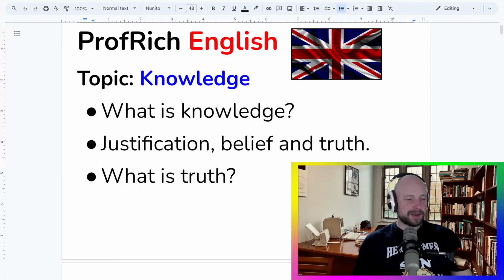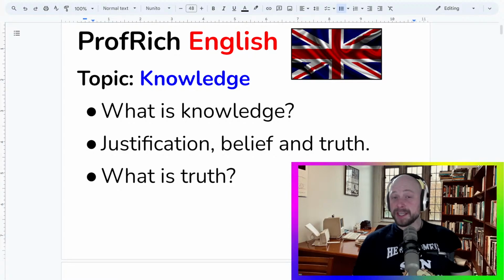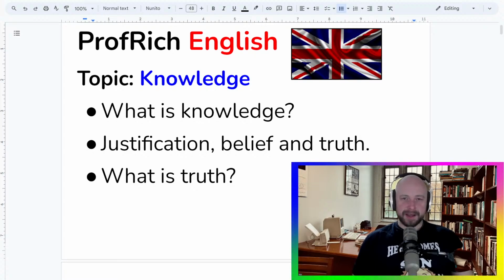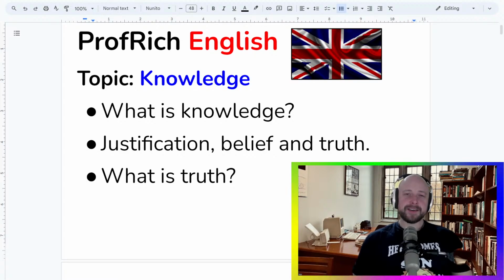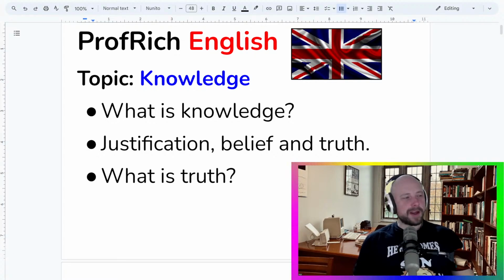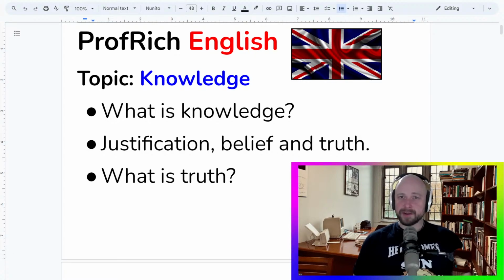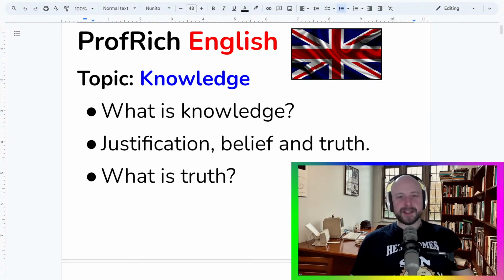Last week, we looked at the philosophy of beauty, called aesthetics. Then on Saturday, we looked at the philosophy of morality, or what is good, and that's called ethics. And today we are doing the philosophy of knowledge. And what's that called? So today we will be looking at what is knowledge.